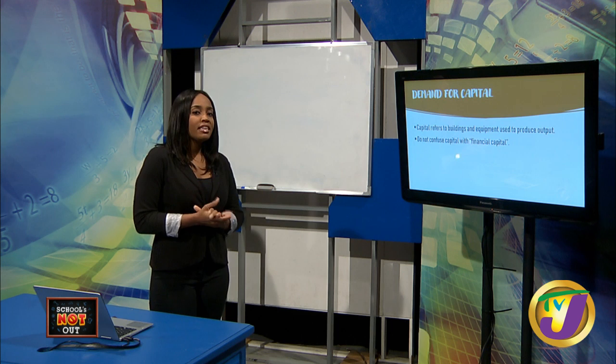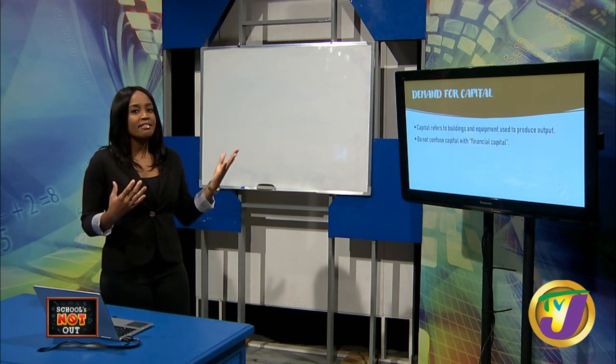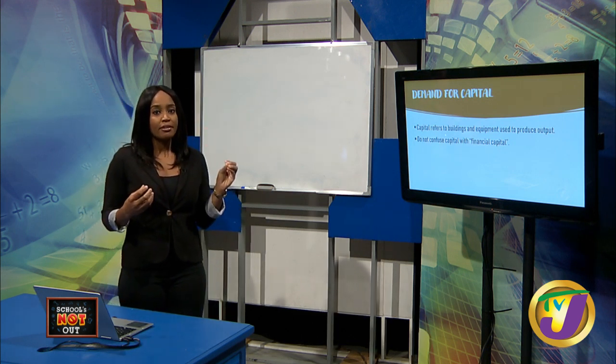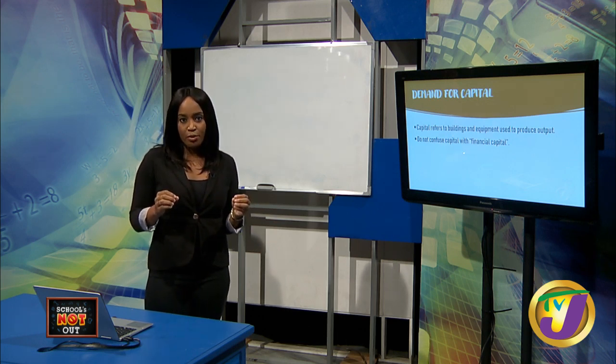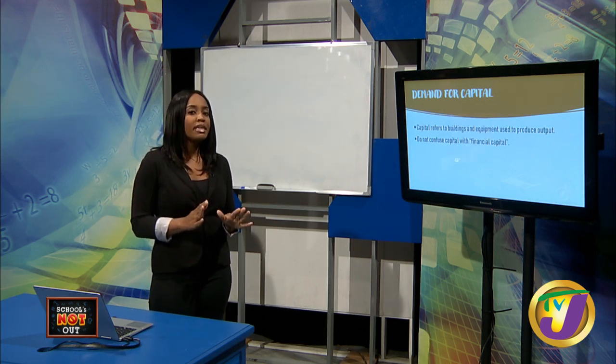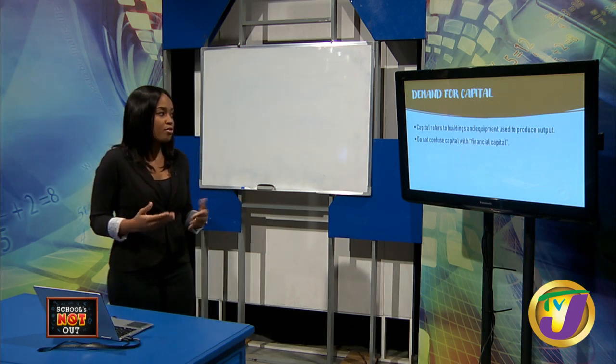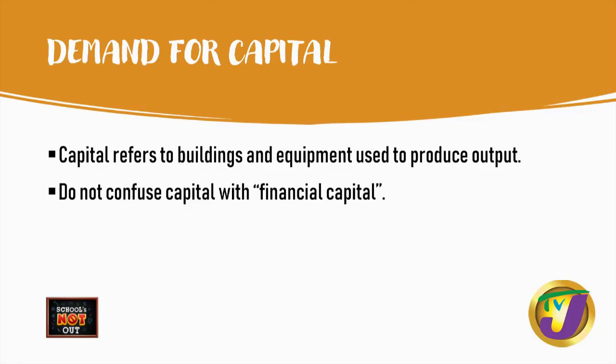And in examining the demand for capital, it looks at buildings and equipment. So in this sense, when we're talking about factors of production and we mention capital, we are really talking about buildings and equipment or machinery. Do not confuse capital at this stage with financial capital.